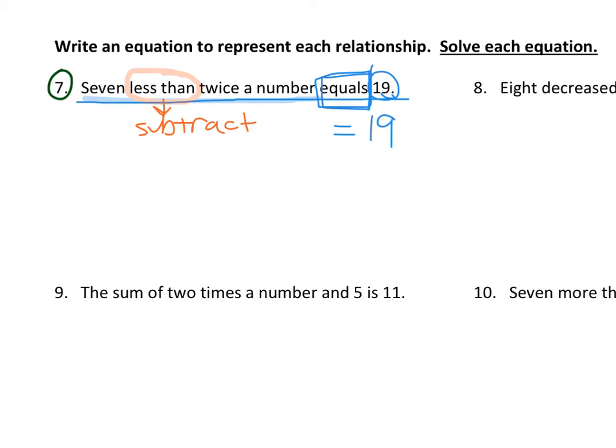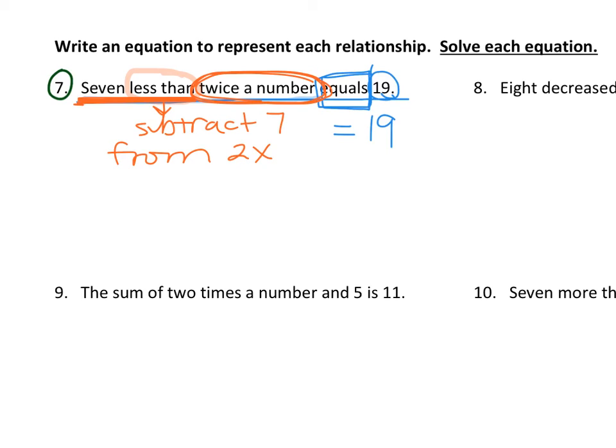And how much are we going to subtract? How much less than? 7 less than. So we're going to subtract 7 from, what are we subtracting it from? Twice a number, which we can say 2x.